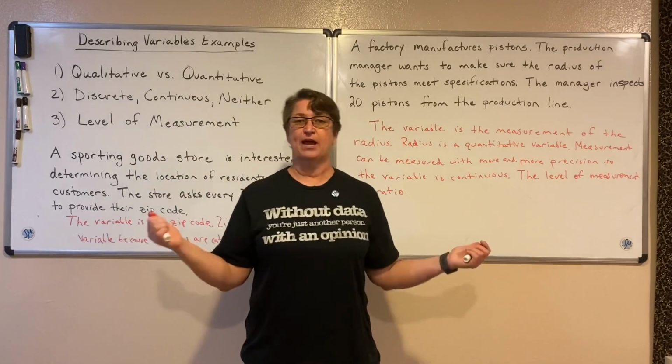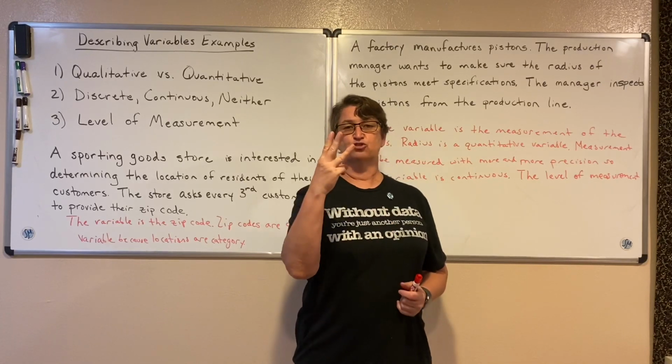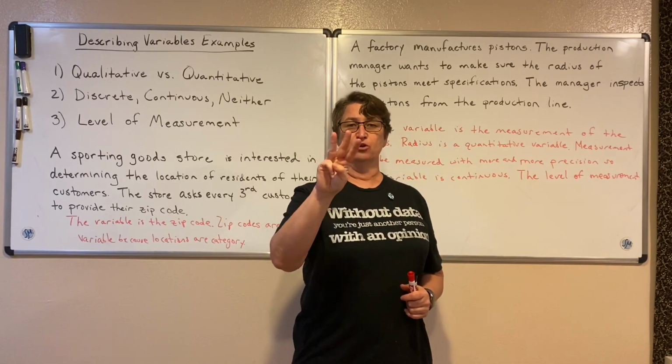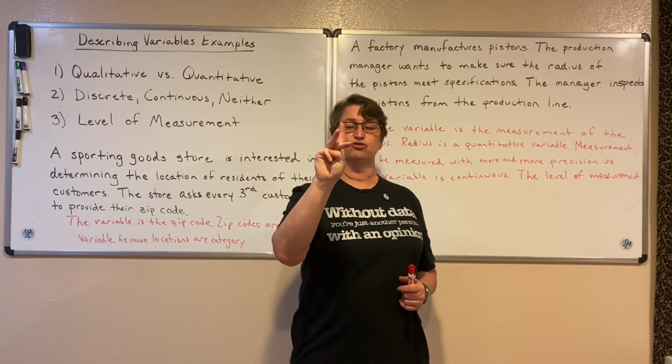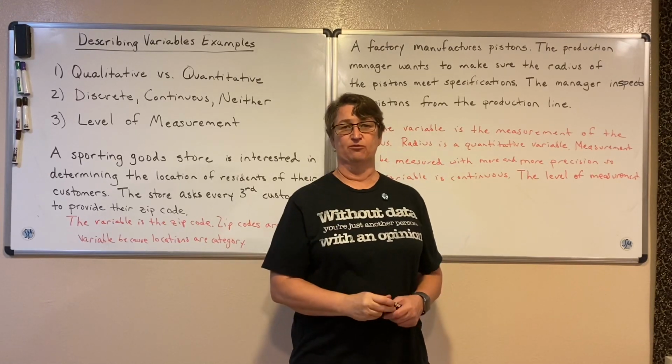So there are some examples of describing the variables. Anytime we describe variables, we're going to have 3 parts: quantitative versus qualitative, discrete, continuous, or neither. And then the third one is that level of measurement.